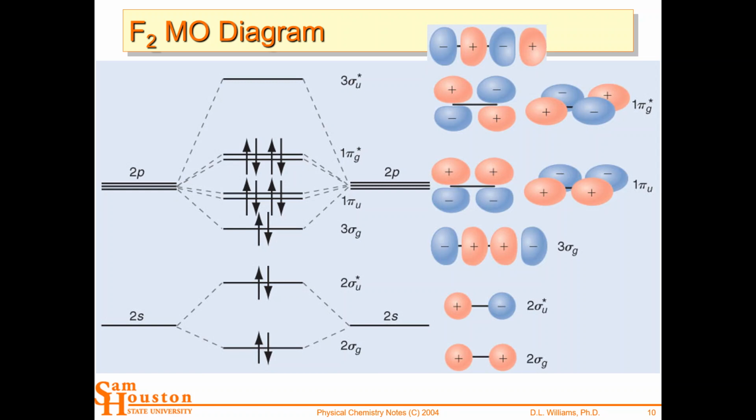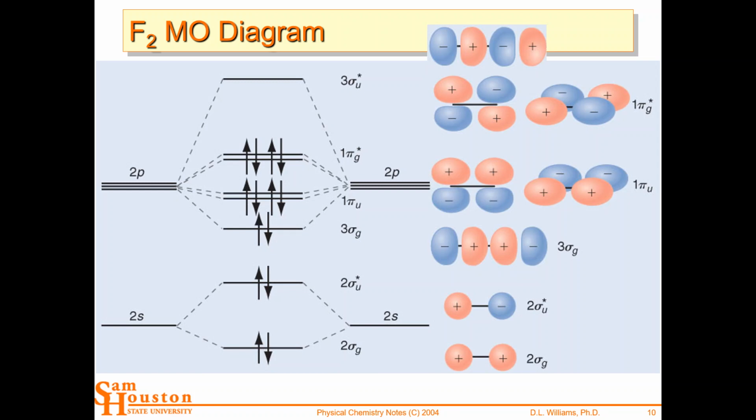Okay. So you come in with the two s orbitals at the bottom. Since it's a homonuclear diatomic, the two s orbitals for both atoms are the same, and they mix in bonding and antibonding arrangements, high and low. And then the 2p orbitals come in at the same energy, and then you mix those in pairs.